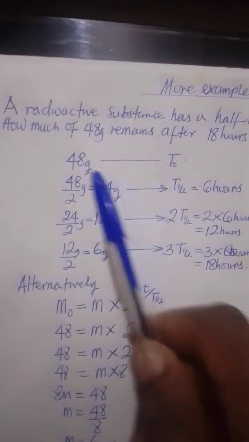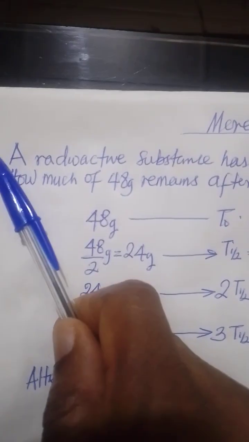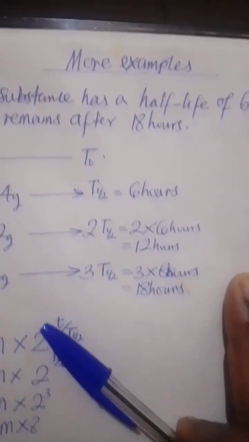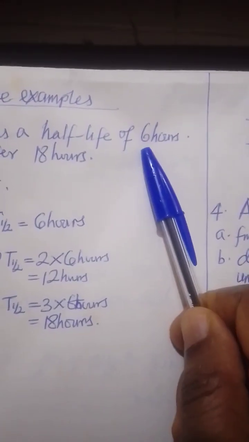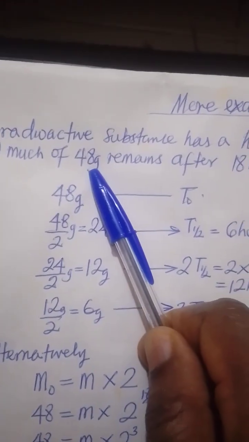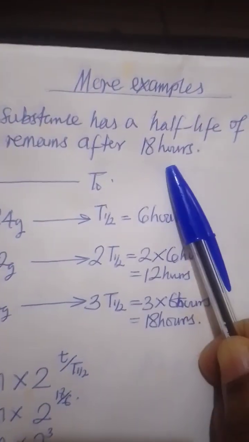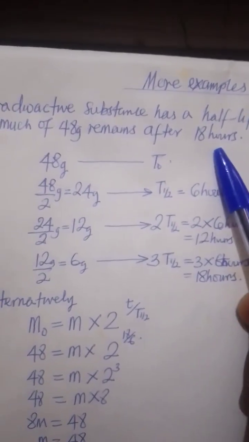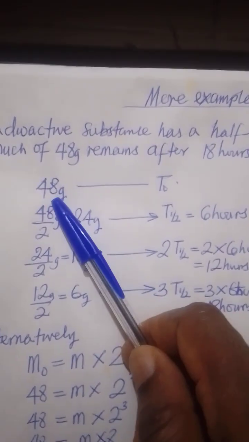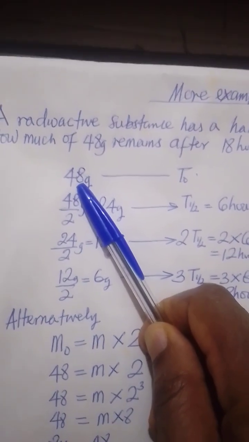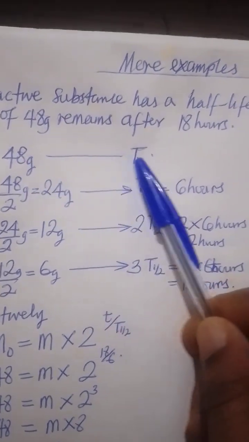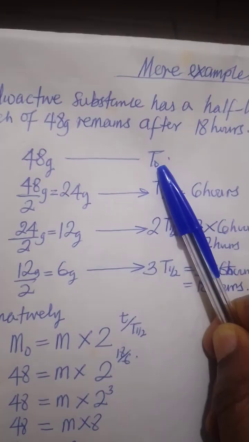examples now. Number 1. A radioactive substance has a half-life of 6 hours. How much of 48 grams remains after 18 hours? Okay, we have two methods of solving this problem. The first method, this is the original mass of the substance, and as at this time nothing really is happening, so we'll assign it T naught.